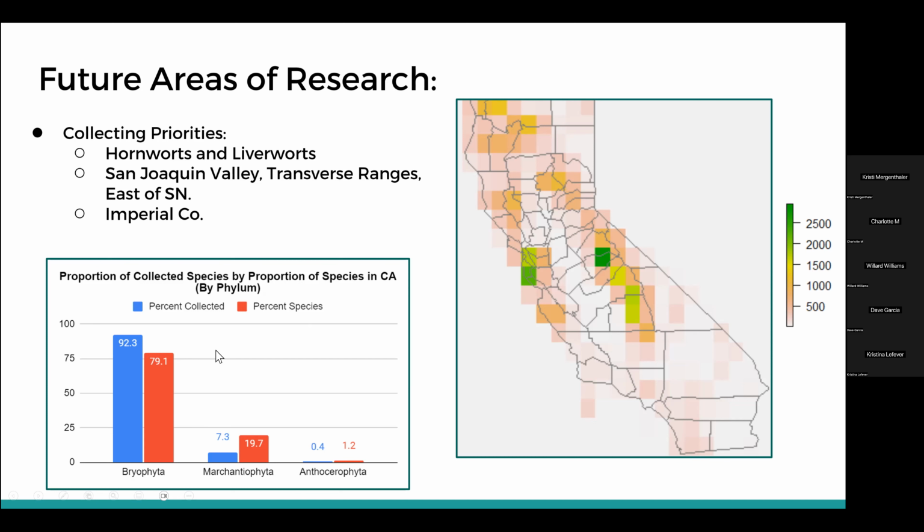And so we can say that the mosses are fairly represented in terms of collections, in terms of vouchers, but Marchantiophyta, the liverworts, and Anthocerophyta, the hornworts, are poorly represented. Certain bryologists only collect mosses, certain bryologists like to focus on liverworts and hornworts. But if you're doing floristic work and you're collecting, you should collect all of them, because why not?